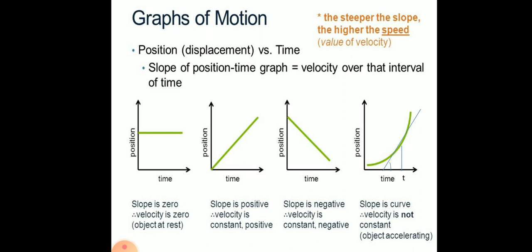In the fourth graph, the graph is a curve. It means as time changes, position also changes. So this graph represents non-uniform motion. In non-uniform motion, velocity keeps on changing with time.